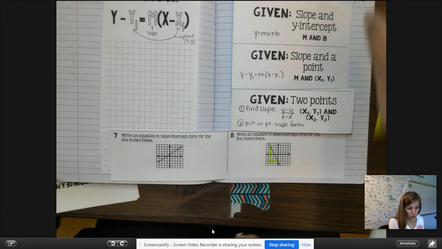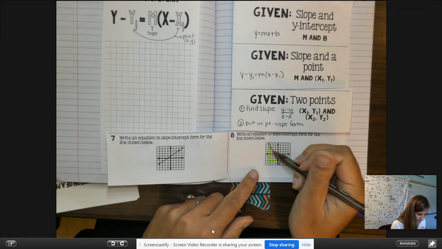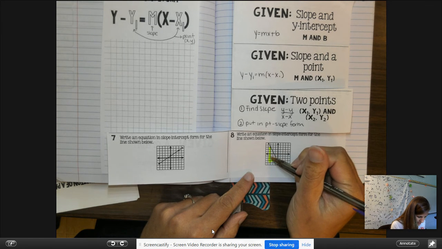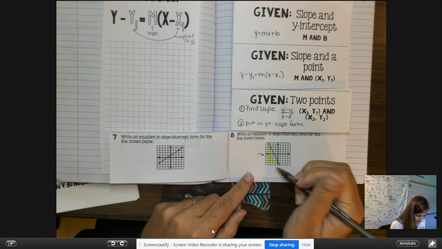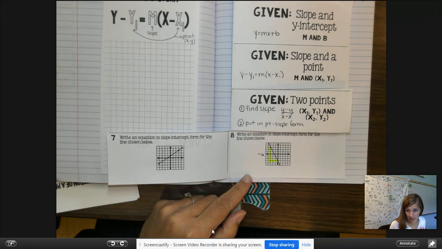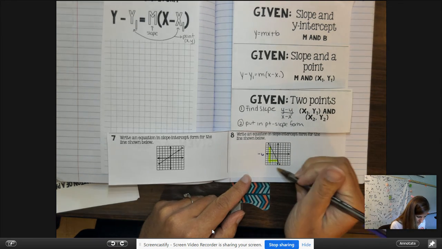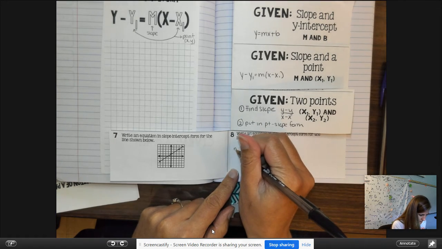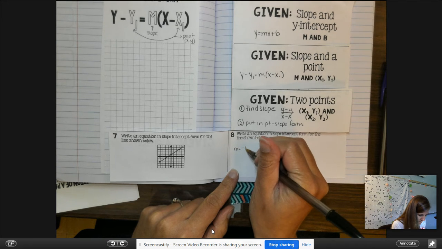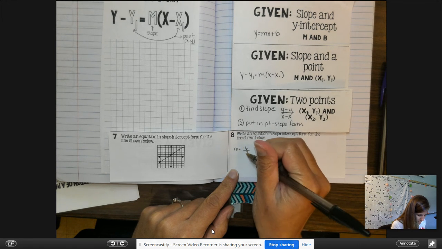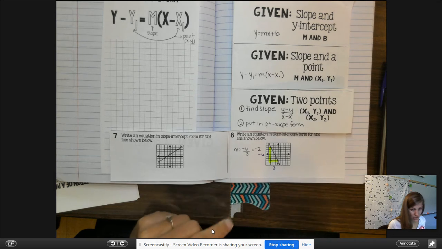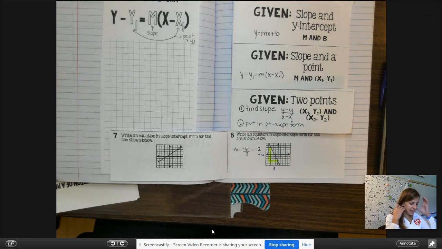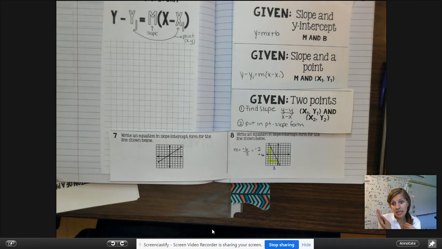So when I go down, that's a negative amount, and I went down 1, 2, 3, 4, 5, 6 squares, and then I went right, which is a positive direction, 1, 2, 3 squares. So when we find our slope as rise over run, we went down 6 and right 3, which reduces to negative 2.